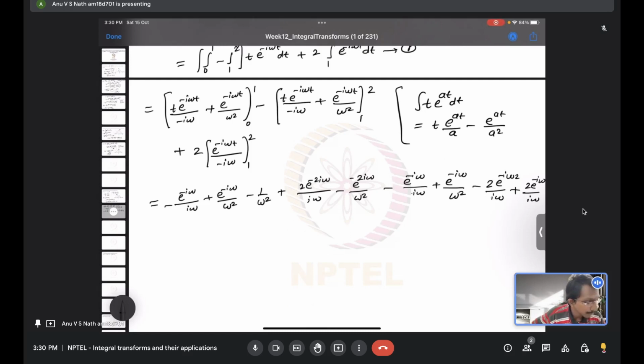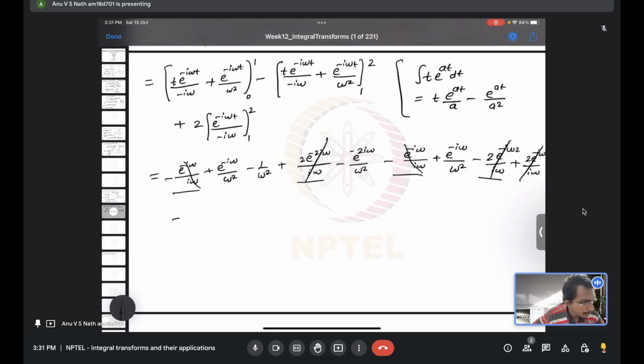Now if you see this term along with this term, it will become minus 2 times e raised to minus i omega by i omega, which we can cancel with the last term, which is plus the same quantity. So basically they will cancel. Then here is another term, which is 2 e raised to minus 2 i omega by i omega, and here is the negative of the same term, so they will cancel.